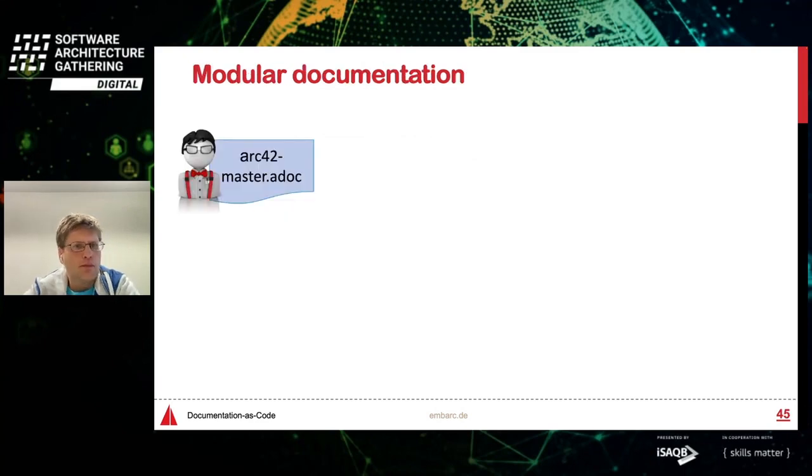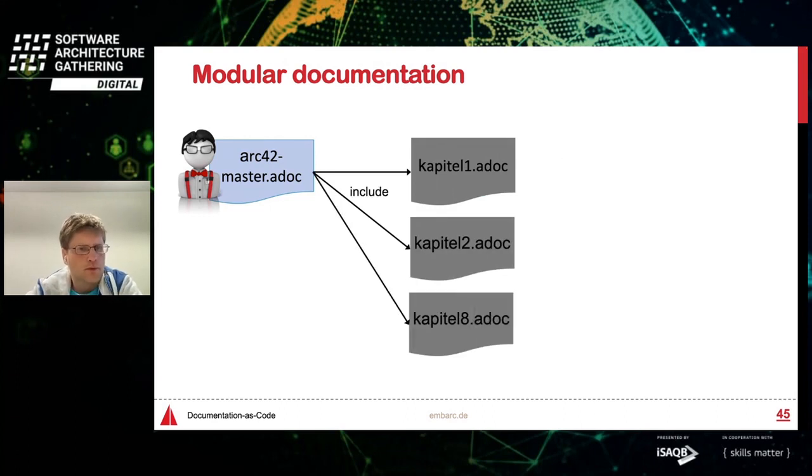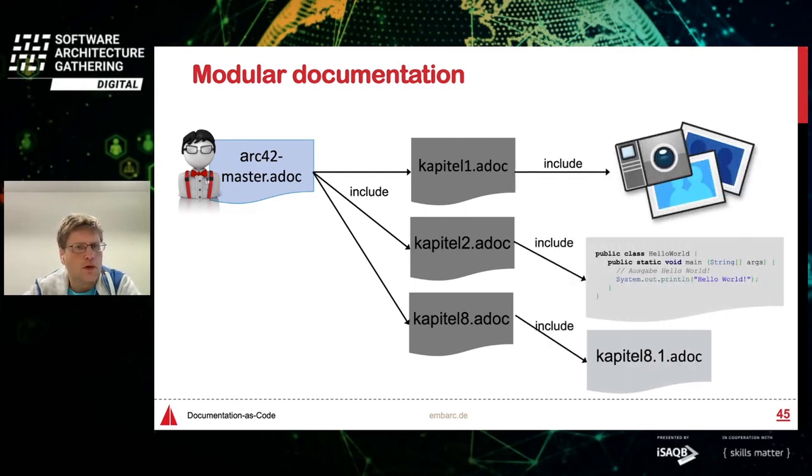I also told you about modular documentation, and maybe this is the master document, which is for the developers, for example. There we can include different chapters, chapter 1, chapter 2, chapter 8, whatever. These chapters could also include some images, or some source code, or some sub-chapters. And from all of this, we could create our full documentation as a PDF or as HTML.